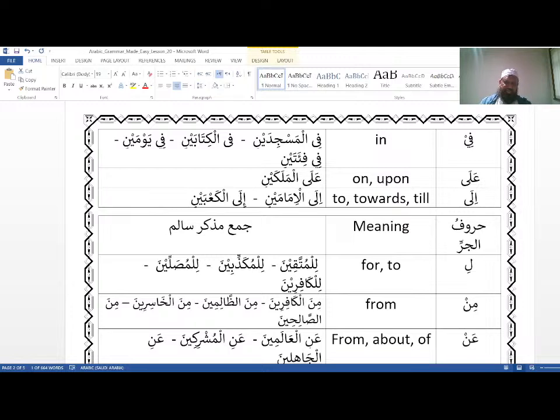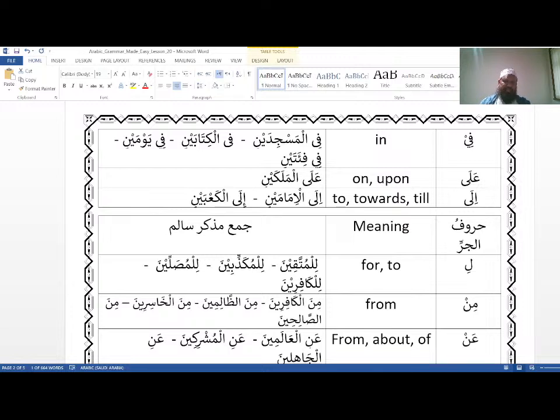Okay, next let's go through Jama Mudhakkar Salim. Jama Mudhakkar Salim with the waw and noon, una sound in Halat Rafa, and with the ya kasra noon fatha, ina sound in Halatul Nasab and Jar. Because we're doing Halatul Jar, same thing, ina sound. With the lam: lil muttaqeen, for the muttaqeen, for the pious people, God-fearing people.